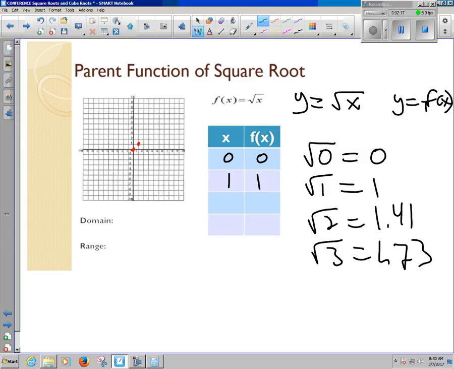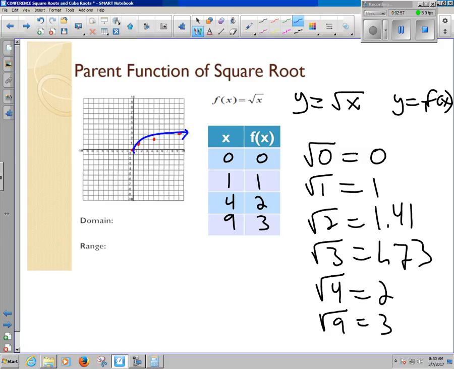So we want to think about what's a good point. Since we're dealing with the square root function, if we pick perfect squares, we'll get integers, and they're going to be a lot easier to plot. So we had 0 and 1 already. What's our next perfect square? So 2 squared is 4. So the square root of 4 is 2. This is a good point. And then the square root of 9 is 3. So here we go. We have some good points, and we can go ahead and plot the rest of these. So 4, 2, and 9, 3. Okay, and what we can see is a nice little curve going here.